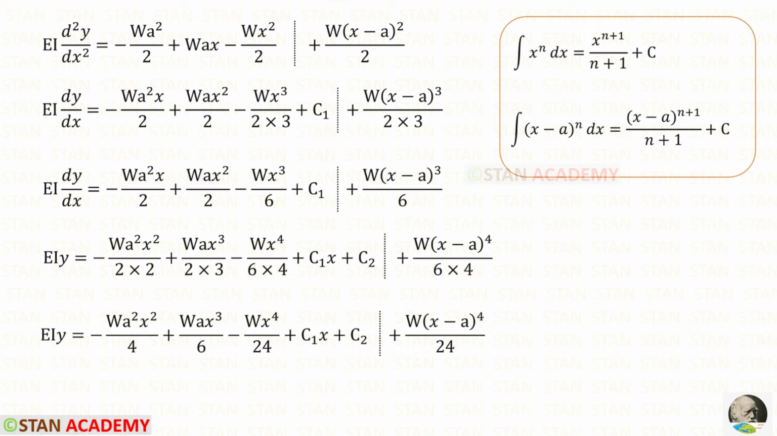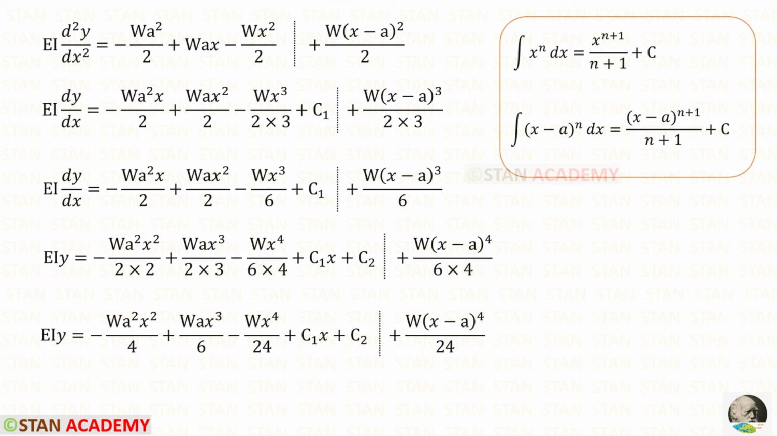One more time, we have to integrate on both of the sides. When we integrate x, it will be x square upon 2. When we integrate x square, it will be x cube upon 3. When we integrate x cube, it will be x power 4 upon 4. In this term, there is no x, so we have to multiply with x. C2 is the new constant.